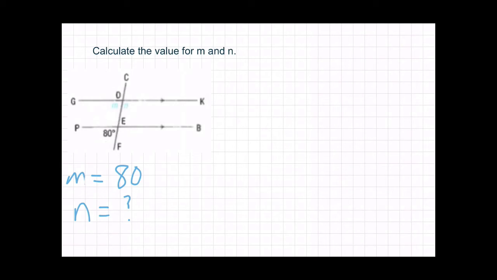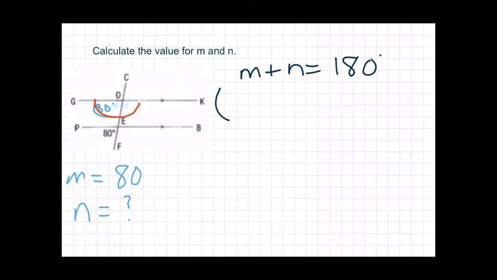So m is worth 80 degrees because it is on the same side as the transversal. So we just need to calculate n. So I'm going to use a supplementary angle of m and n to solve this. So m plus n equals 180 degrees because they are supplementary. I substitute for my value of m, which is 80 degrees, because it is a corresponding angle to the one below, and I add n.